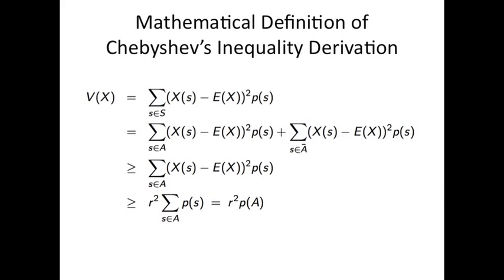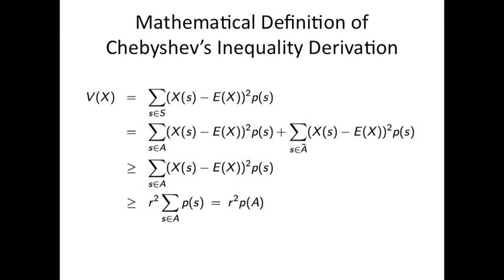In order to prove Chebyshev's inequality, we begin by noting that the variance of an experiment X is equal to the sum of the probabilities of an outcome times the square of the distance from the expected value for that outcome. We can break this up with a partition, A and not A, where A is once again the event of the result falling at least r away from the expected value.